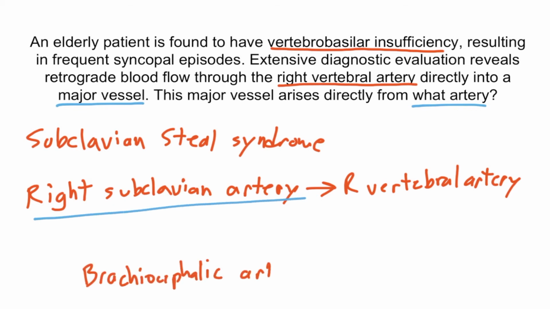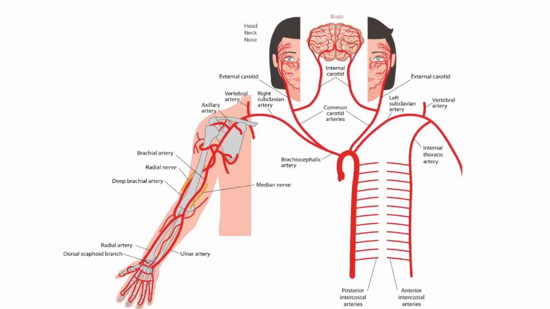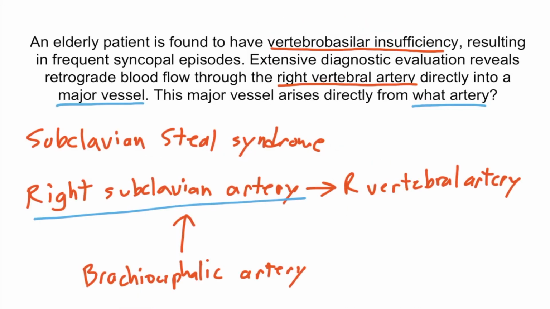It's the brachiocephalic artery. Recall from this figure that the left subclavian artery arises directly from the aortic arch, right here, while the right subclavian artery arises from the brachiocephalic artery. So again, the answer to our question is the brachiocephalic artery. Now let's do one last question.